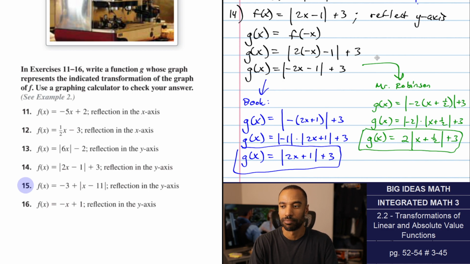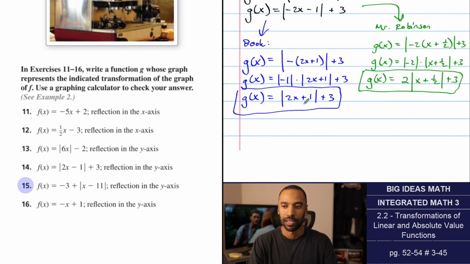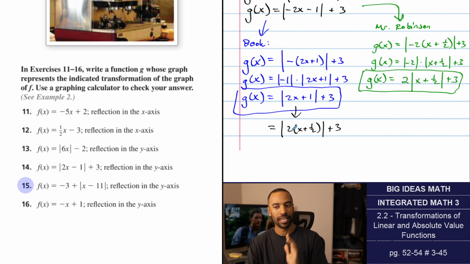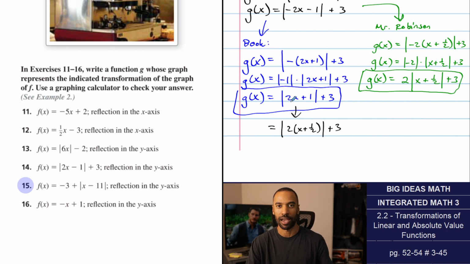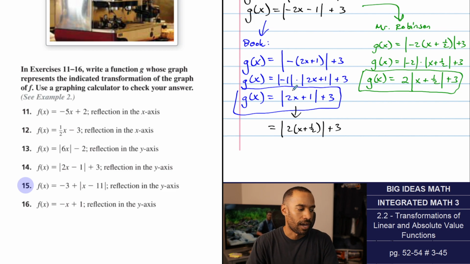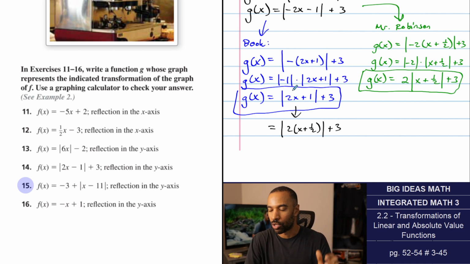Even if, listen, are you listening? Even if I kept the 2 inside and made it a horizontal compression by a factor of 1/2, I still would want to factor it because I still want to represent my vertex, my horizontal translation here, even if I kept it inside. Now, I absolutely want to factor that negative out. It has no weight in this problem whatsoever. I have no need to reflect an absolute value graph. I still get the same thing out. So there's no reason to be doing that.